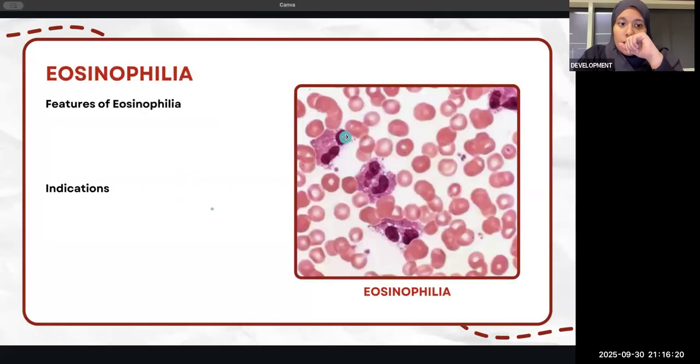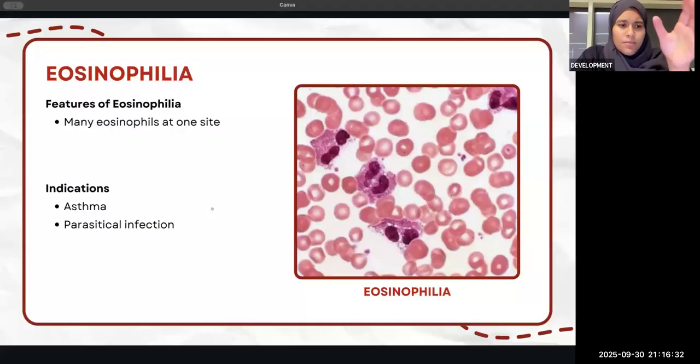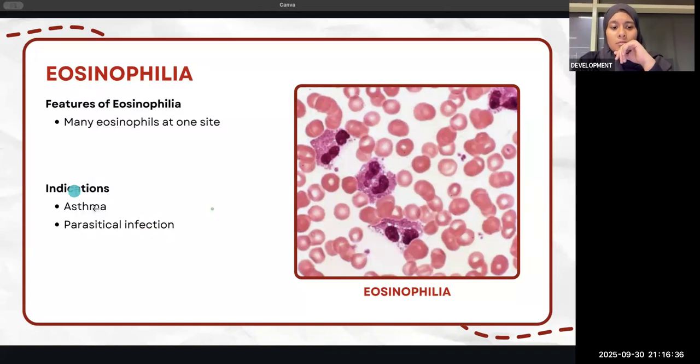Then we have eosinophilia. Eosinophilia means that you have lots of eosinophils at one particular site. So, many eosinophils at one site. Famous indications would be allergic reaction and asthma. So you can have parasites, asthma, or allergic reaction, but most likely parasites. They'd always give you guys parasites because you also have basophils, which are in allergies.